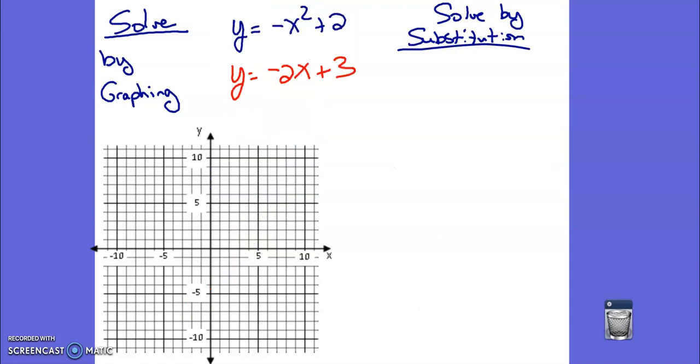So let's look at another example. Same scenario: let's graph the parabola, and then we're going to graph the line. It's the same type of functions, and we're going to find the point or points of intersection. All right, I graphed the parabola, and now let's graph the line. We're going to start at +3, and we're going to go down 2 over 1, down 2 over 1, down 2 over 1, down 2 over 1.